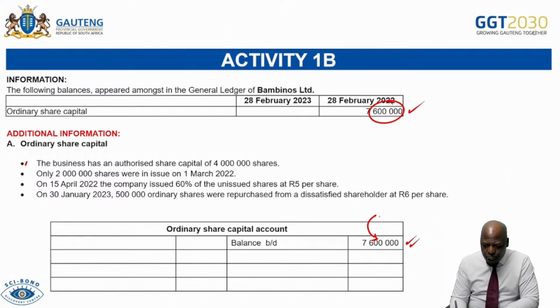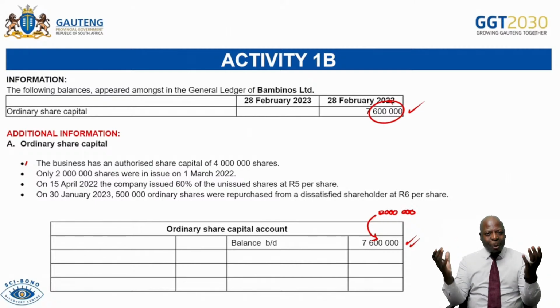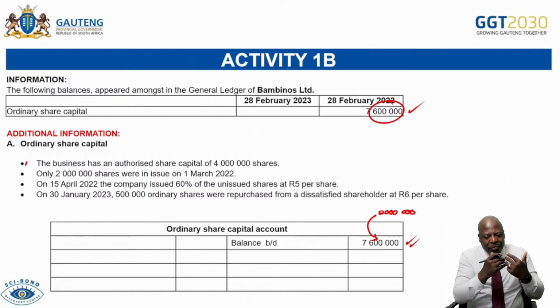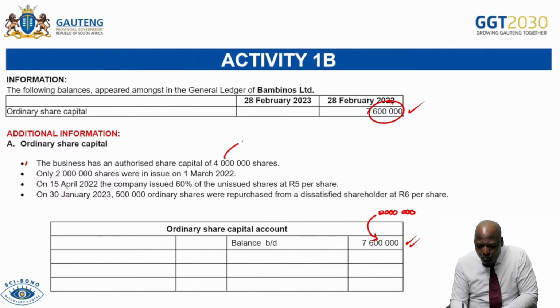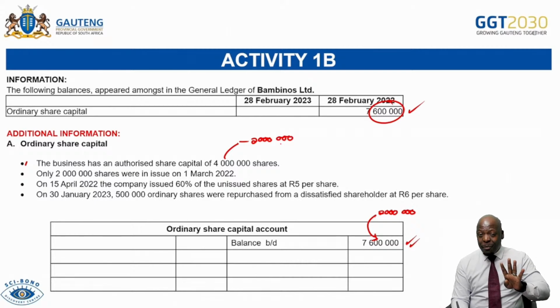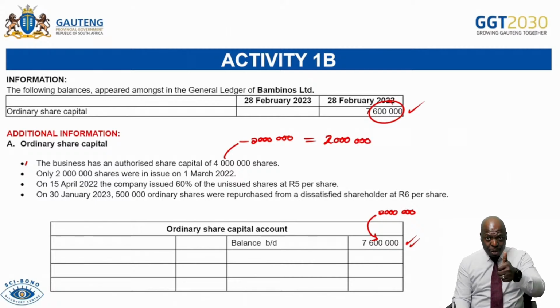So here we have issued 2 million. How much is our authorized? How much is the maximum? How big is our pot of shares that we can take out from? It's 4 million. From that 4 million, we have issued so far 2 million. So from the 4 million, if we've issued 2 million, how many shares can we still issue to the public? We can still issue 2 million again. We good? Okay.